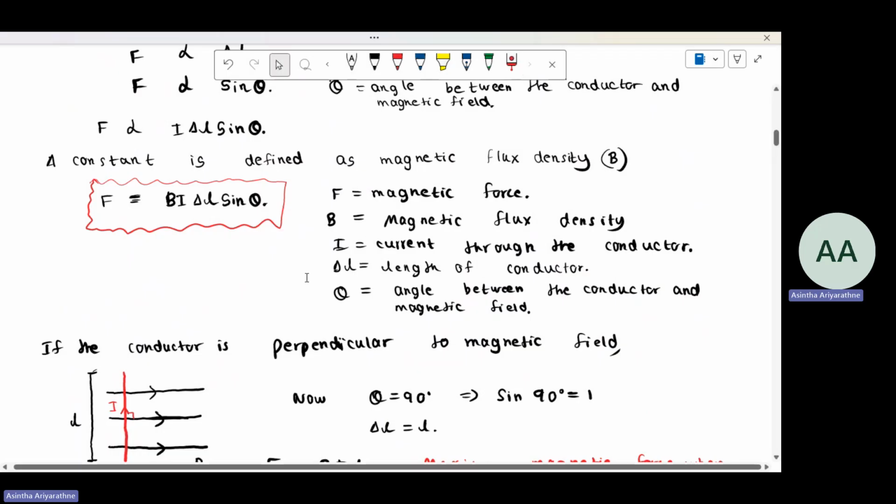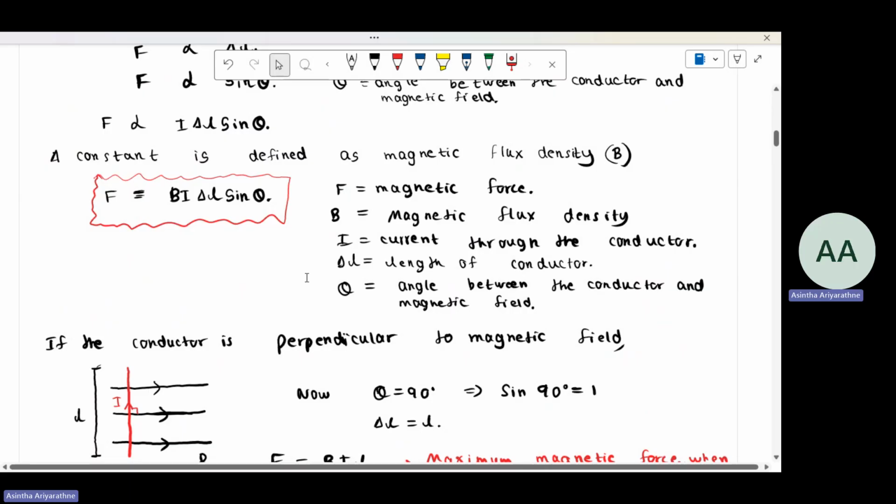So when the angle becomes 90, when the direction of current and the direction of magnetic field become perpendicular to each other, this magnetic force becomes the maximum. Then we have B I delta L.